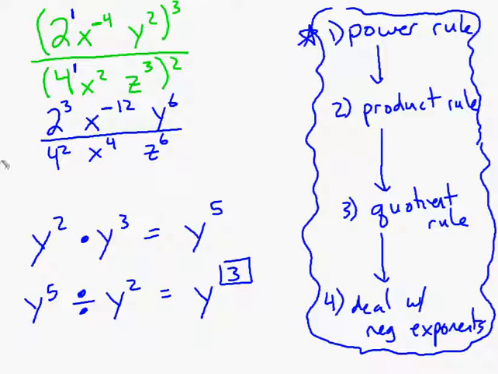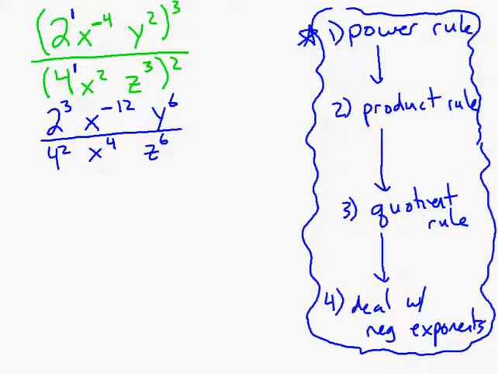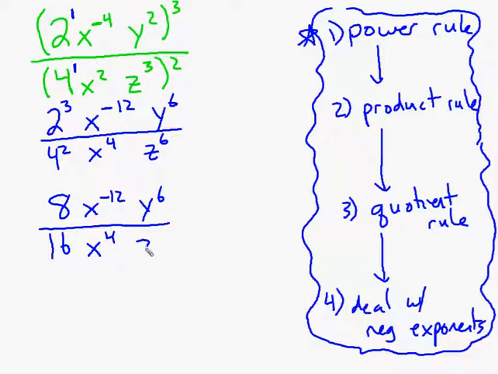Okay, so what can I do with this 2 to the third? I get 8, and I'll leave my x to the negative 12, my y to the 6. What about at the bottom? What's 4 squared? 16. And x to the 4th, and z to the 6th. Is there anything else that I can do? You can simplify it. Okay, I can simplify the 8 over 16. Okay, anything else? You can move the negative 12 down. I could move the negative 12 down.